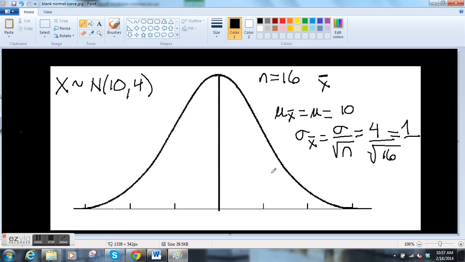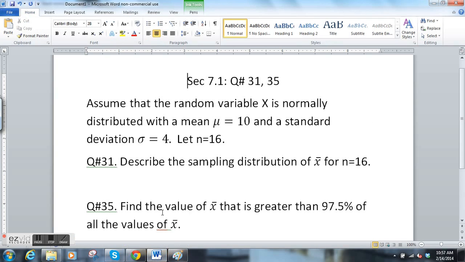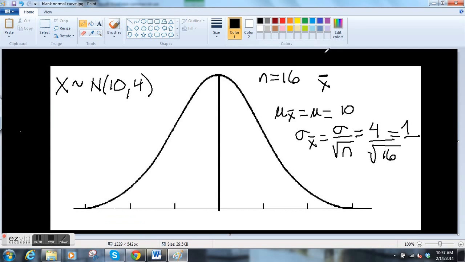So, when this question says describe the sampling distribution of x bar for n equals 16, the sort of answer that they're looking for is this. X bar is approximately normally distributed with a mean of 10 and a standard deviation of 1. And yes, you can just write this. You can simplify it and write it all mathy like that.